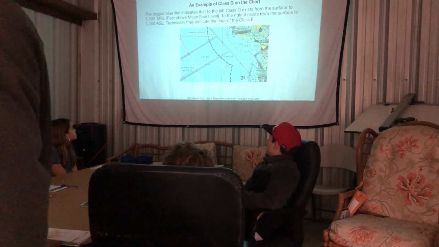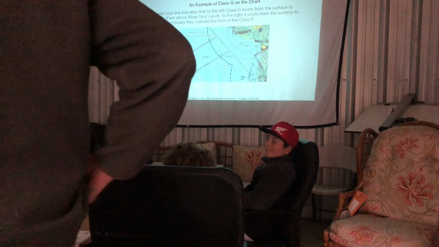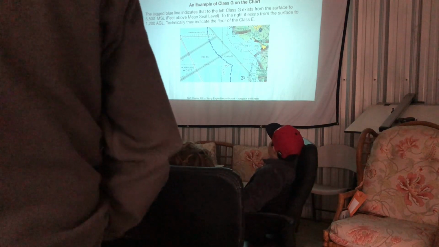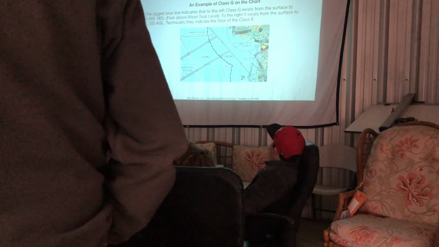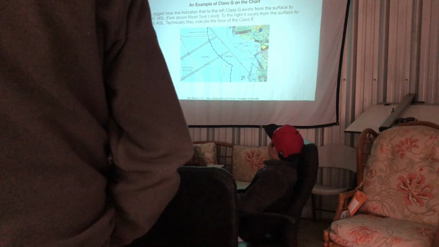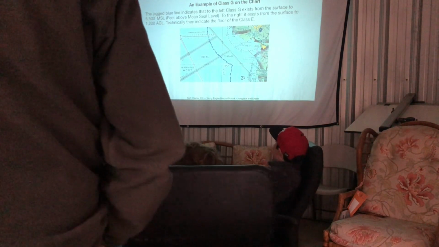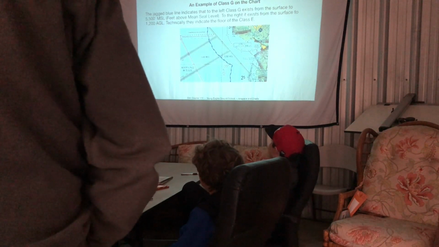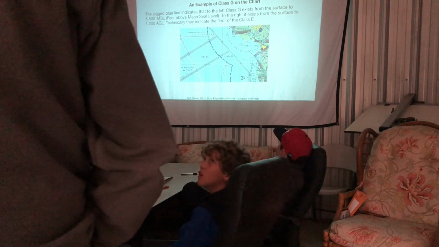There, that's a little bit better. You see where it says 5,500 MSL? That means that Class Golf goes from the surface to 5,500 feet. And then see on the other side where it says 1,200 AGL? What does that mean? Class Golf only goes to 1,200 feet above ground level.